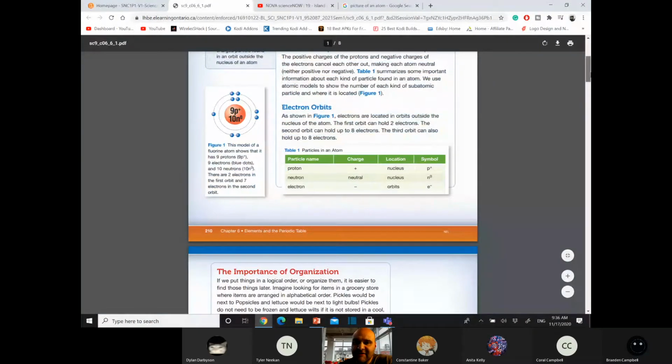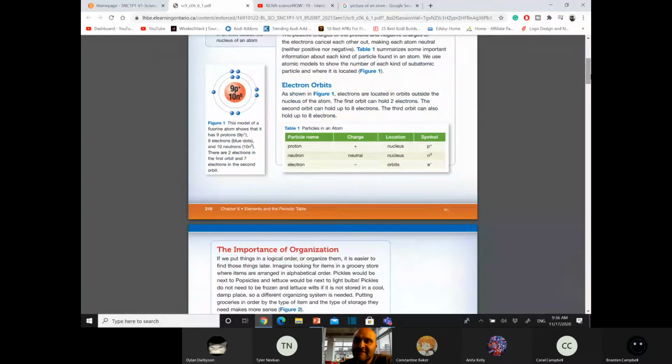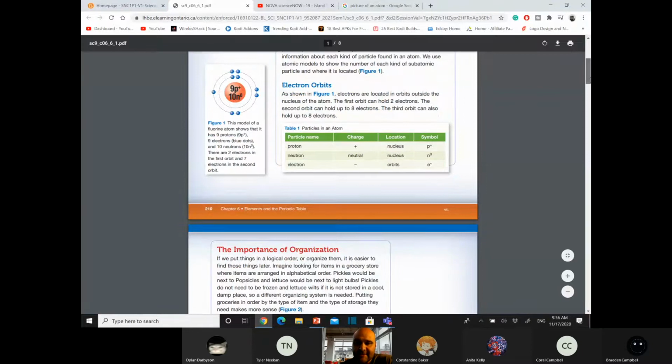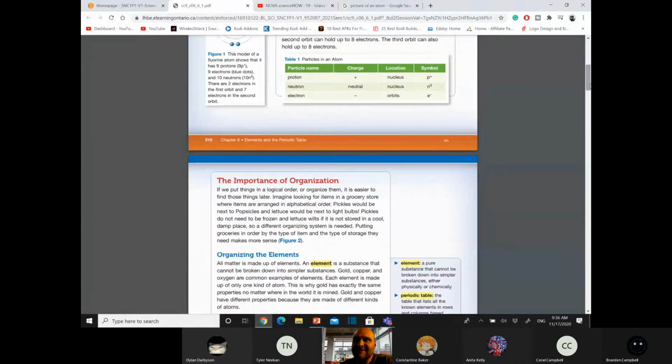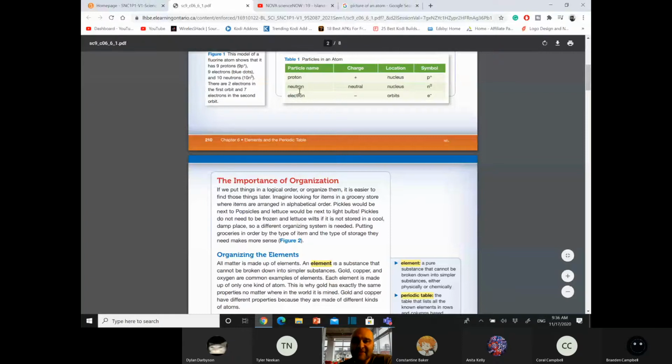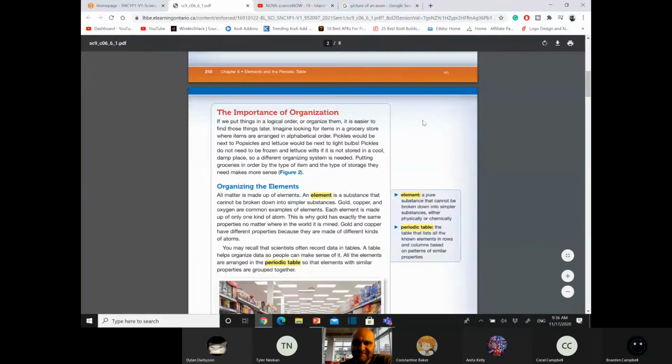So really what we've discovered is we've got an atom, and inside an atom we've got 3 subatomic particles: your protons, your neutrons, and your electrons. So what happens is different types of atoms out there have different numbers of these particles, and that's what makes them different, essentially.